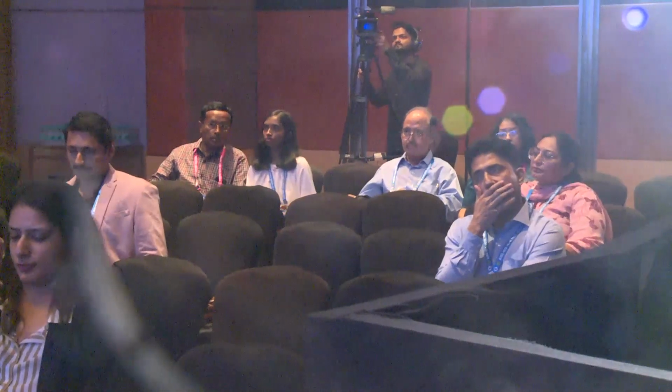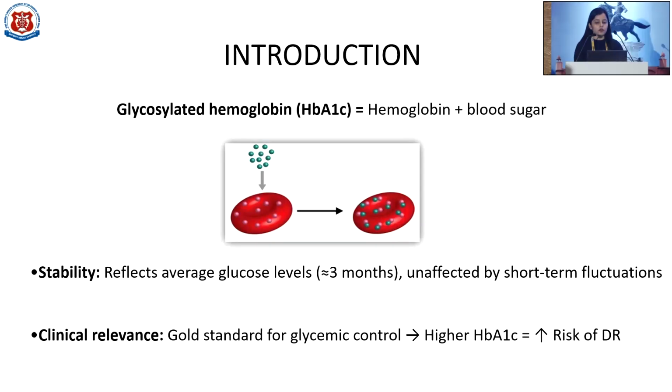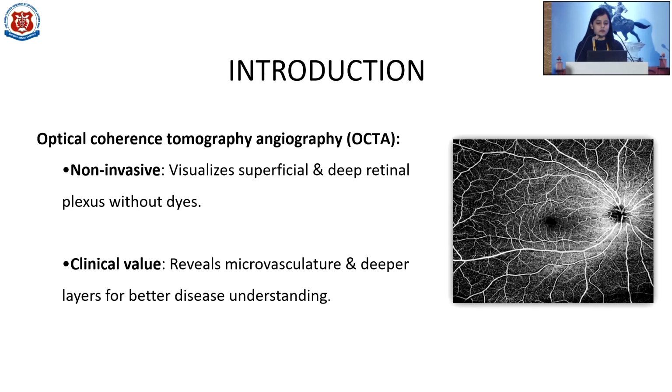Good morning, everyone. I'll be speaking on optical coherence tomography angiography metrics correlation with glycated hemoglobin levels and diabetic retinopathy. As we all know, glycosylated hemoglobin forms with the binding of hemoglobin and blood sugar. It reflects the average glucose levels over the past 3 months and remains unaffected by short-term fluctuations of blood glucose levels. It's the gold standard for glycemic control, and with the rise of glycated hemoglobin levels, the risk of diabetic retinopathy increases.